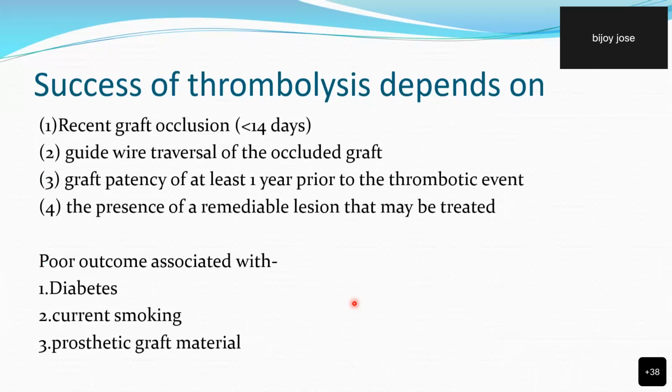And the success of thrombolysis depends on a few factors. Recent graft occlusion, less than 14 days of age. Guide wire traversal test of the occluded graft is positive. Graft patency of at least 1 year prior to the thrombotic event. And the presence of a remediable lesion that may be treated. So once we do a thrombolysis and we come across a stenosis of the anastomosis, then we can do a ballooning of the lesion. There could be some lesion distal to the occlusion. So these are some features suggestive of success of thrombolysis. And the poor outcome factors associated are diabetes, current smoking, and prosthetic graft material.